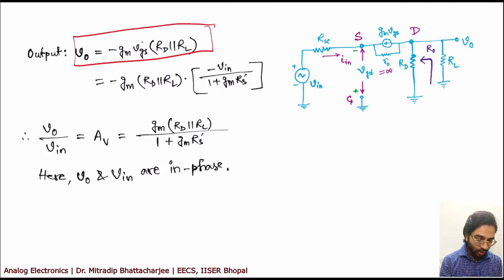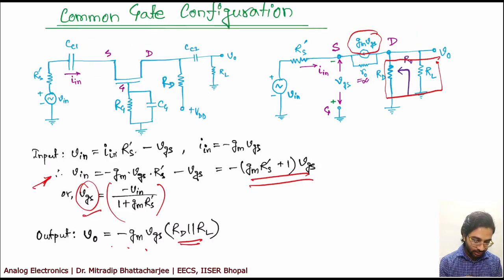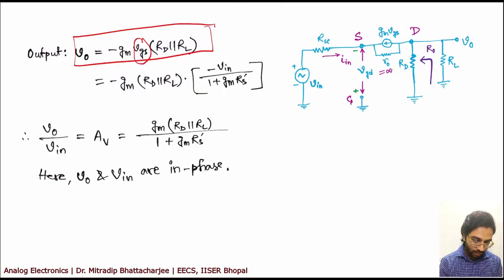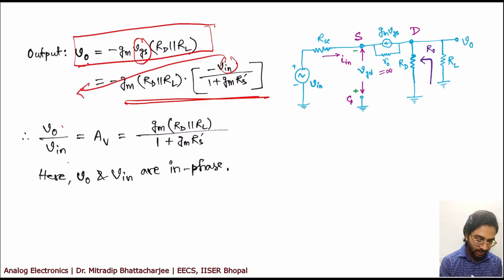So this is your output we have just seen. Replace the value of VGS which we have calculated. Now if you replace the value, the expression for output voltage will be something like this. So your gain V0 by Vin, you have Vin, you have V0, just change the side of Vin, you will get V0 by Vin, which is the gain. It is GM (RD parallel RL) divided by 1 plus GM RS dash.